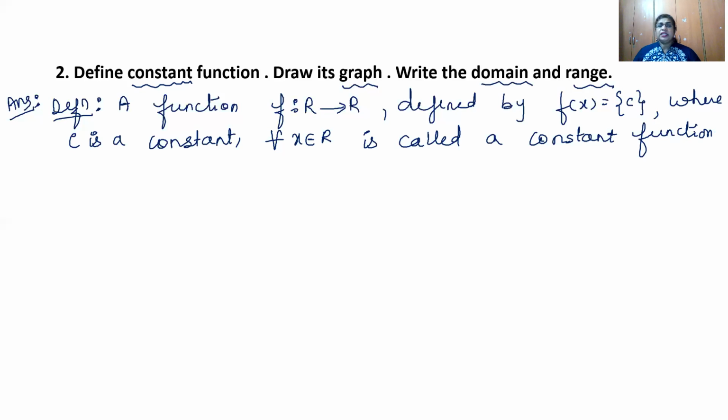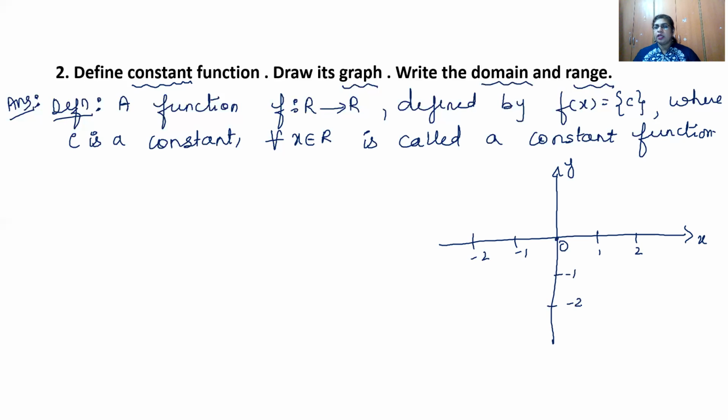Now, let us see how to draw its graph. So now here let us draw the x-axis and the y-axis. So here 0, 1, 2, -1, -2. Here you have -1, -2, 1 and 2. Now, suppose I take that f of x, that c value, is equal to 2.